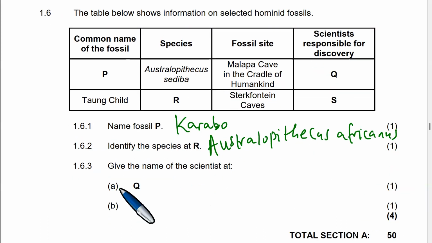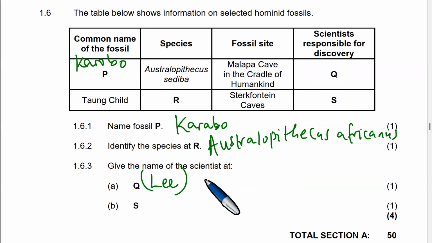Okay, now we're finishing. We're just discussing this so that you can have an idea. And remember something, give the name of the scientist. What scientist is linked to Karabo? And what scientist is linked to the Tung child? So we understand that linked to Karabo, the scientist is Q, and the scientist Q is, you can say Berger, but it's Lee Berger. Now this one, Tung child, who is responsible for discovery? There's a scientist that discovered the Tung child in the Sterkfontein caves.